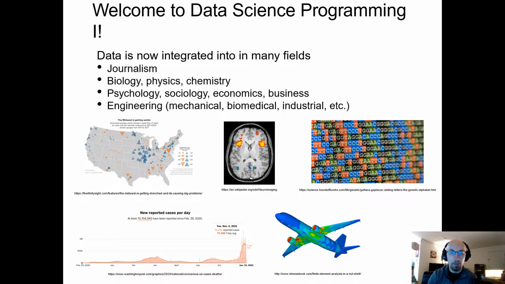Data science has become super prevalent in fields beyond computer science. You know, to list a few: journalism, biology, physics, chemistry, psychology. It'd be better to list majors that don't use data science than do, right? Because it's just so prevalent in so many areas. Taking a look at some of the examples on the screen here, you'll see data science is really important for neuroimaging, right?